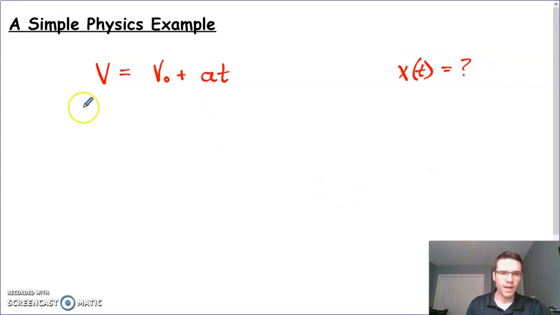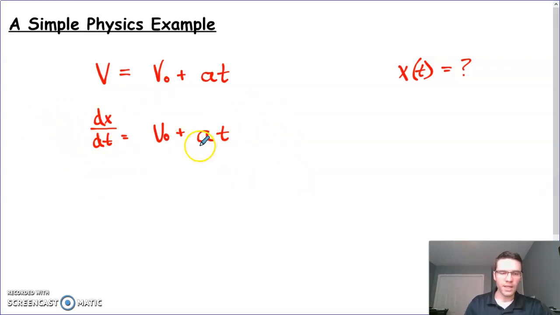We already know how this works. We take the integral of both sides, but let's try to break this down so it looks like a differential equation. To do that, we're going to rewrite our v here, and v is just the rate of change. It's the change in x over the change in time. And then we get v0 plus a times t. Let's identify our variables here. Now we have a differential equation.